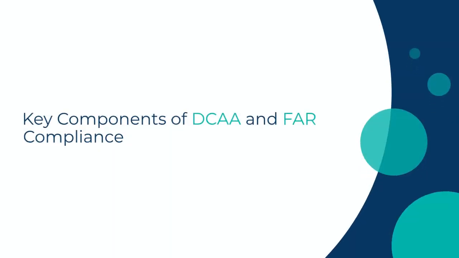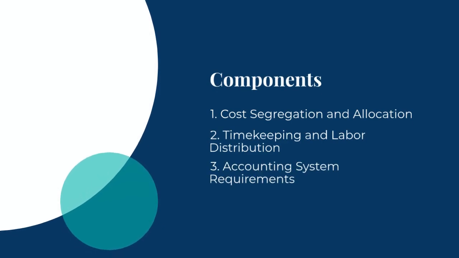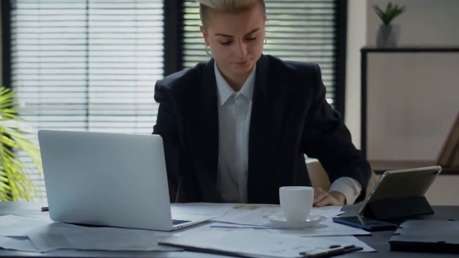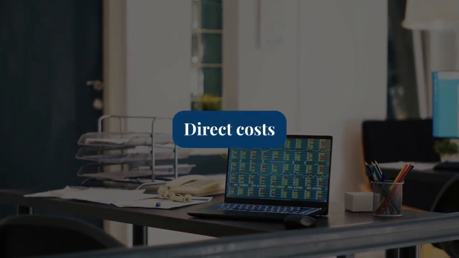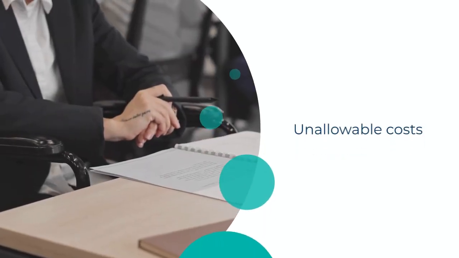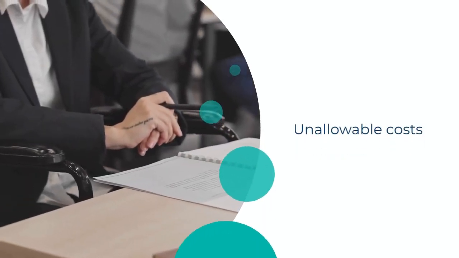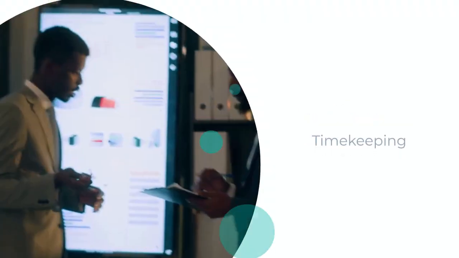Key components of DCAA and FAR compliance. Cost segregation and allocation. DCAA compliance systems must accurately distinguish between direct, indirect, and unallowable costs. Direct costs are tied directly to a specific contract, such as labor or materials, while indirect costs, like utilities, must be allocated across various projects. FAR mandates that unallowable costs, for example, entertainment expenses, be excluded from government invoices to avoid billing discrepancies.